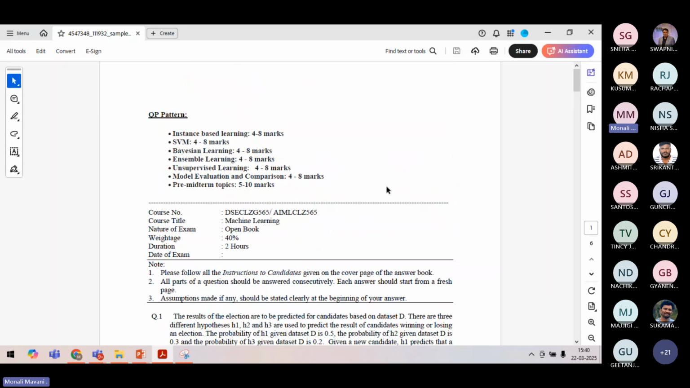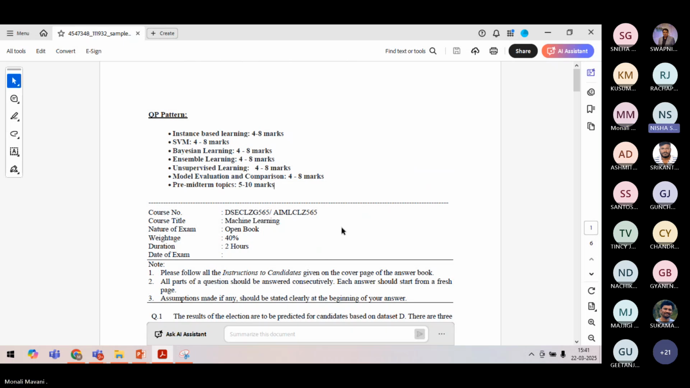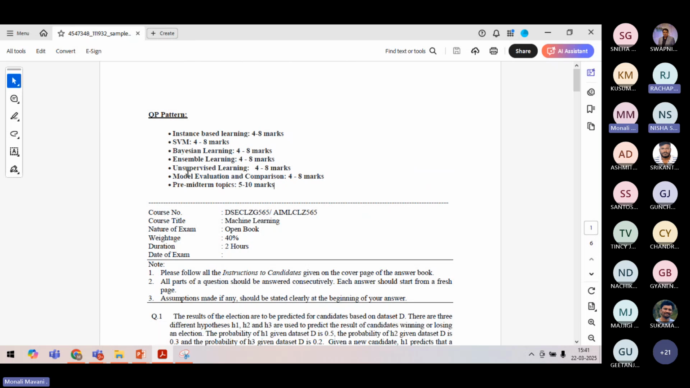You cover everything. Linear regression, logistic regression, decision tree, what else have we done pre-mid semester? Decision tree, logistic, linear, these are the three major algorithms, and evaluation metrics in detail for both regression and classification problems. Those are the major topics you have to consider.